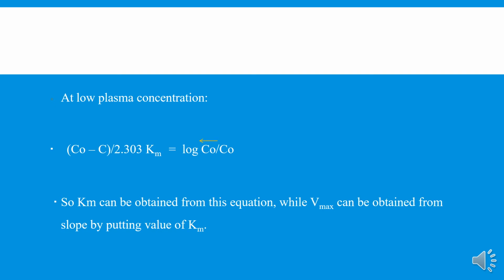So what happened? At low plasma concentration, the log C and log C0 back values become equal. So we can simplify the equation as (C0 minus C) divided by 2.303 Km is equal to log C0 back by C0. So we can easily obtain our Km from this equation, while we can obtain our Vmax value by putting in the value of Km.